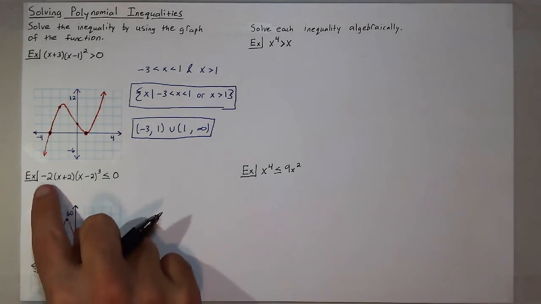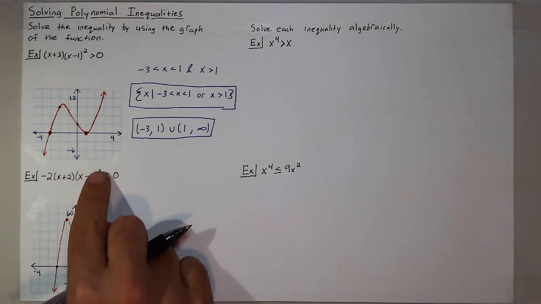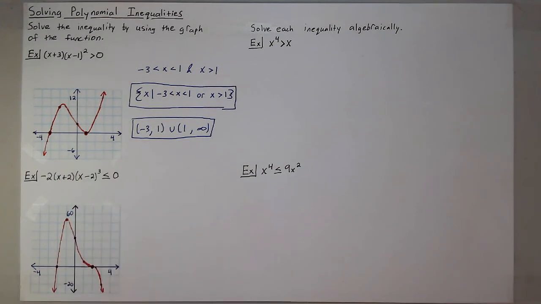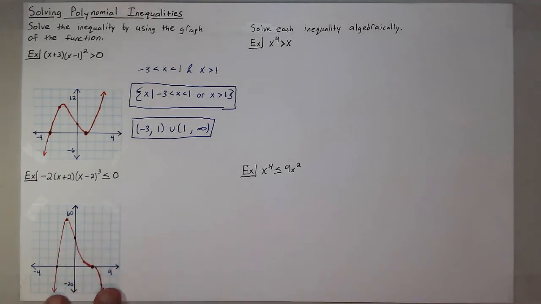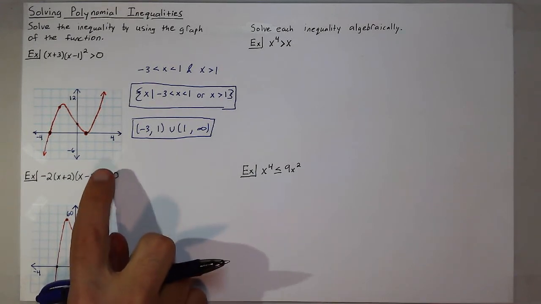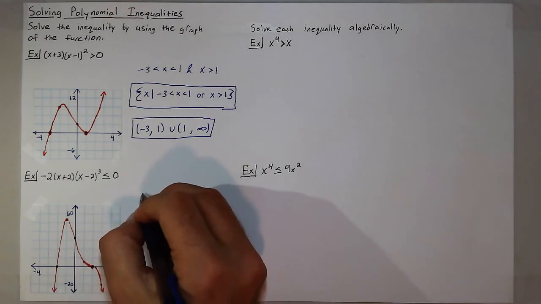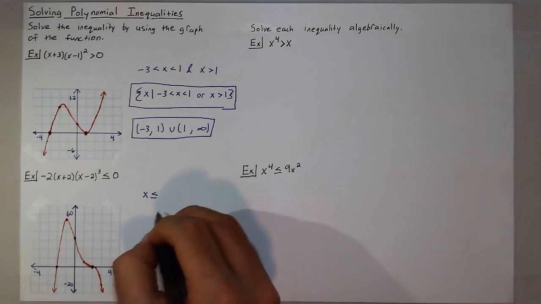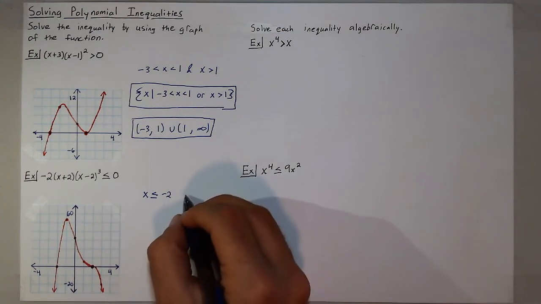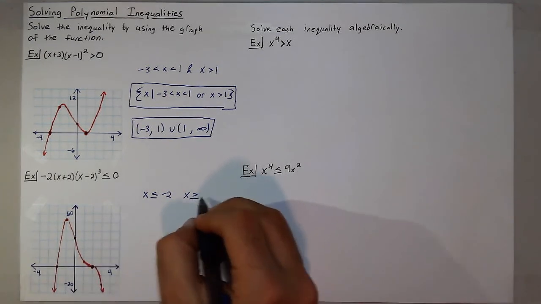For the next one, we have negative 2 times (x + 2) times (x - 2)^3. Here I want to know everywhere it's less than or equal to 0, which means below the x-axis, but including 0. So I can see that it's below the x-axis whenever x is less than or equal to negative 2, and whenever x is greater than or equal to 2, because it is equal to 0 there.